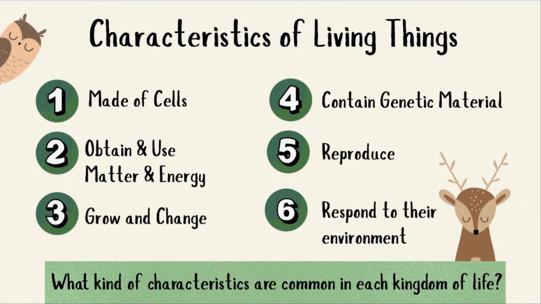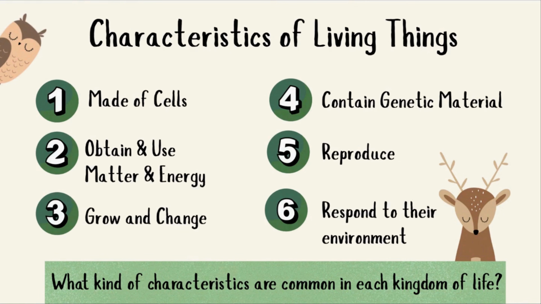Here are 6 characteristics of living things. For something to be considered a living thing, it must contain all 6 of these characteristics. It must be made up of cells. It must be able to use matter and energy. So it's getting that energy from sunlight and converting that into ATP or food, or it's getting that energy through eating other organisms. It should be able to grow and change.